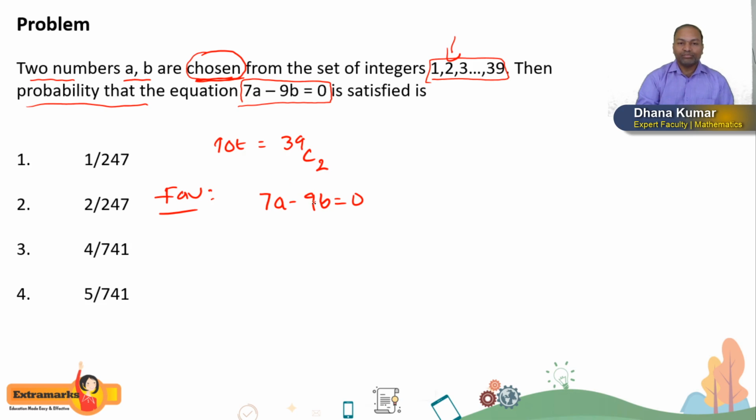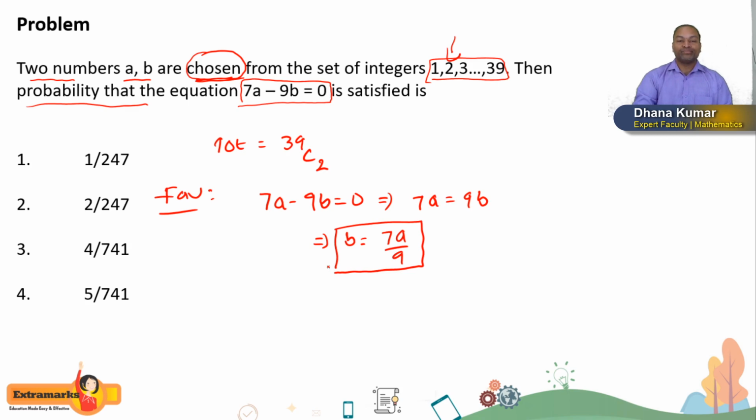You see here, simplification: shift minus 9b to this side. That implies 7a equals 9b. Shift 9 to this side, b equals 7a by 9. Now observe this. b is an integer, which means the right side must also be an integer. The right side is an integer only when a is a multiple of 9. Then only the complete right side is an integer. So you have to choose only multiples of 9. That is our important point.